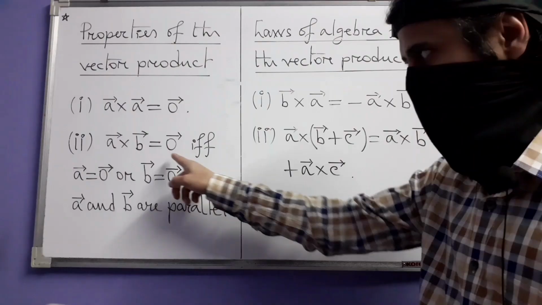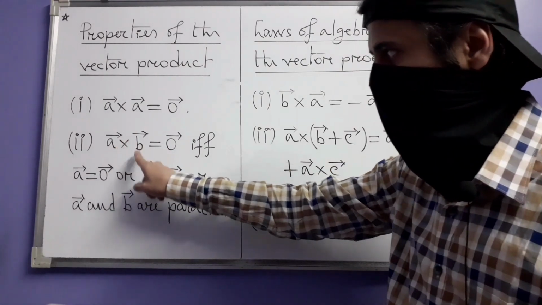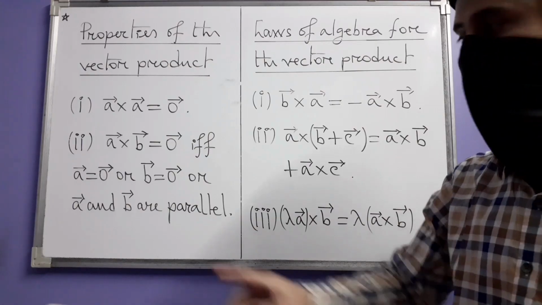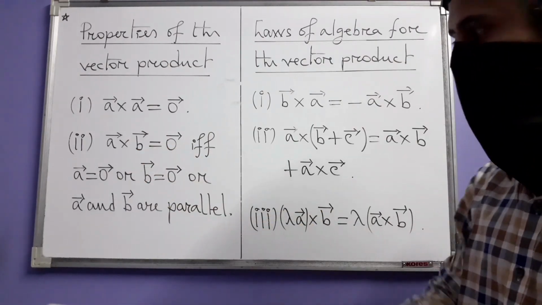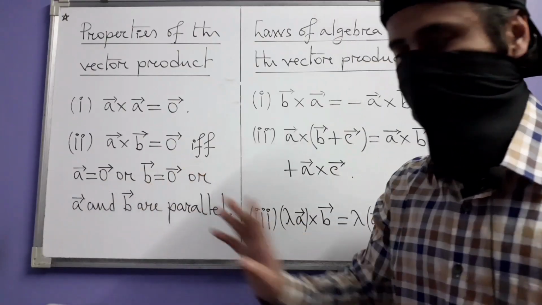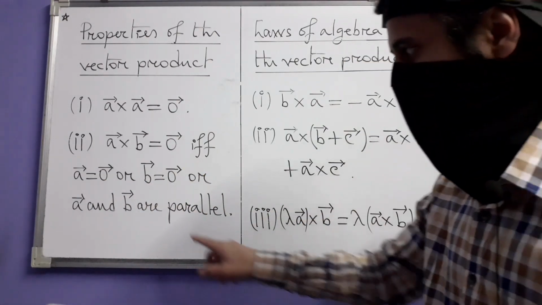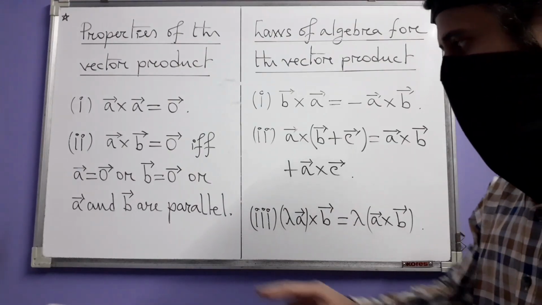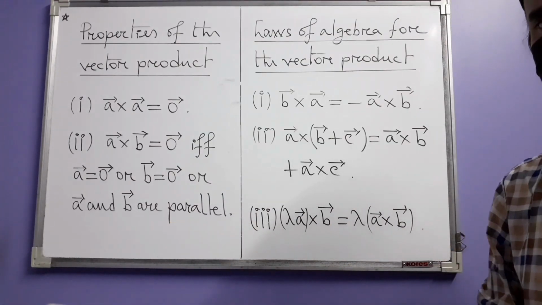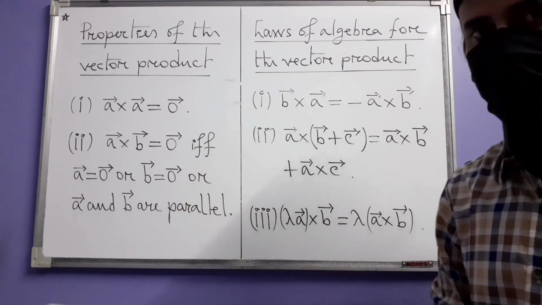The second one, this also follows immediately from the definition, says that the vector product of two vectors is 0 in any order if and only if either one of them is 0 or both are 0, or they are both non-zero and they are parallel. In that case also we are going to get 0 vector.